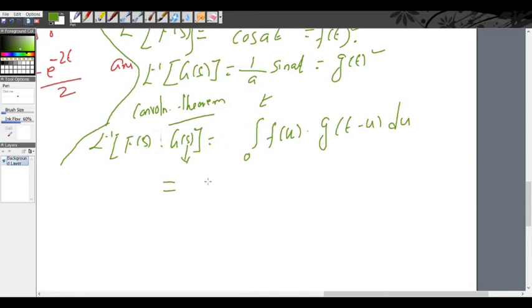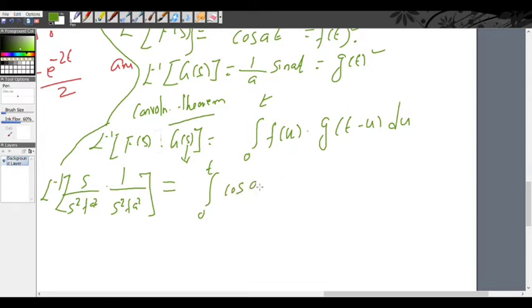Okay, fine. So f of u into g of t minus u. Let's try to do this one. L inverse of s by s square plus a square into 1 by s square plus a square is equal to, cos of, what do I have to write? This is a dummy variable. So it is 1 by a into sine of a into t minus u. Just replace the dummy variable and apply the formula.